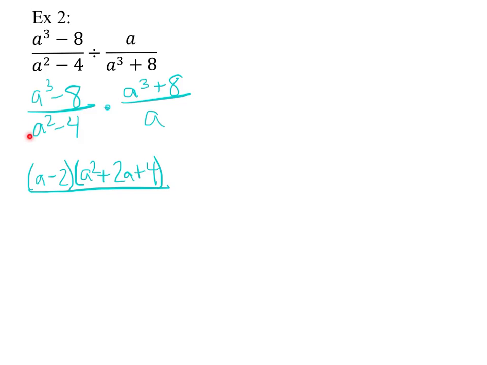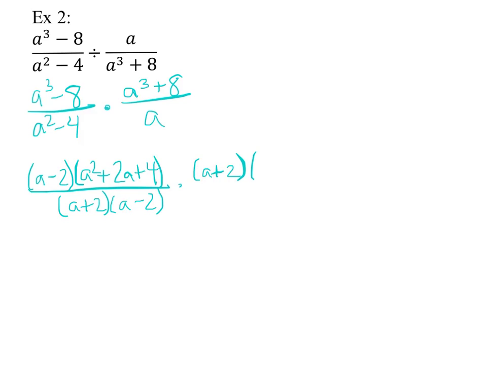Now you're going to take a look at the denominator. Again, it's two terms, but in this case it's the difference of two squares. So it's going to be a plus 2 and then an a minus 2 times. Then we go over to the second expression. Notice again two terms, but this time it's the addition of two cubes. So again, take the cube root to get a plus 2.